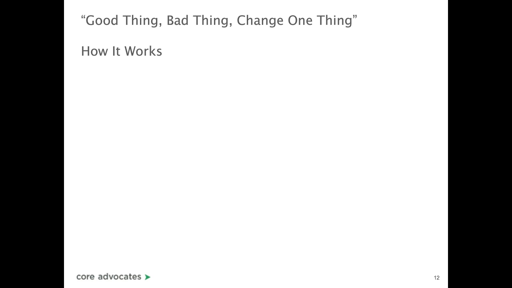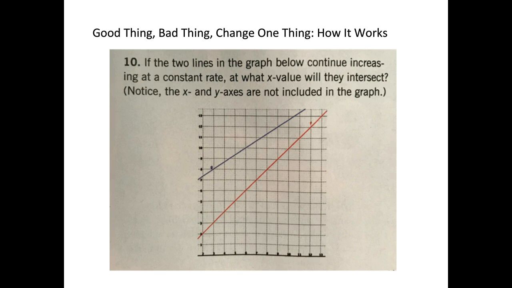Great. So let's go through one together. We'll look at slide 13 here, Jason. So the problem reads here, if the two lines in the graph below continue increasing at a constant rate, at what x value will they intersect? So what about this one, Jason? What's one good thing you see?